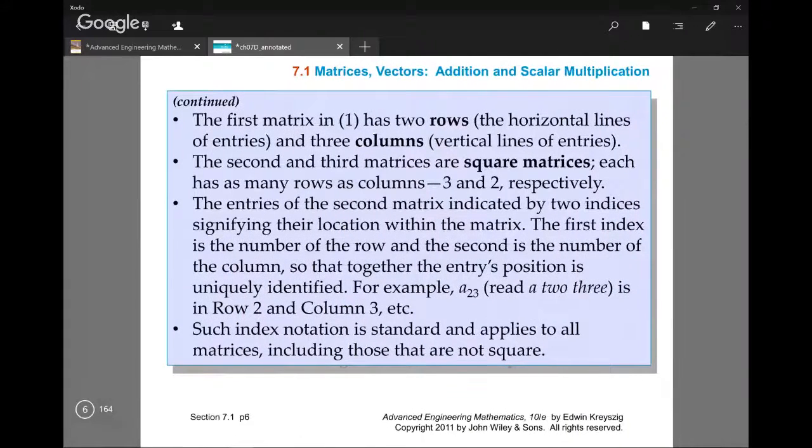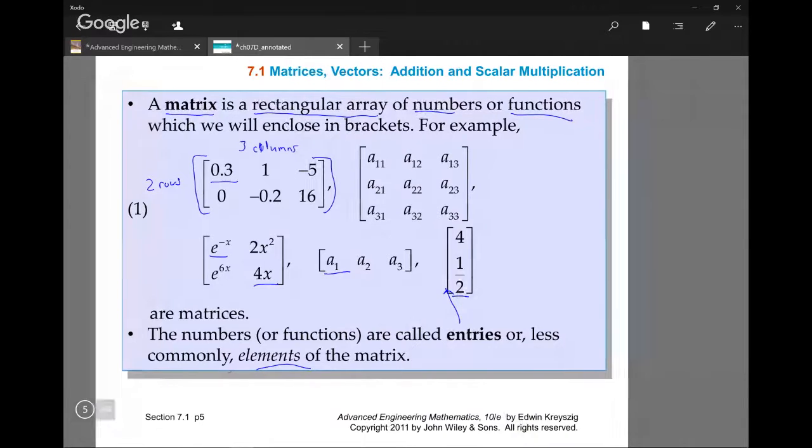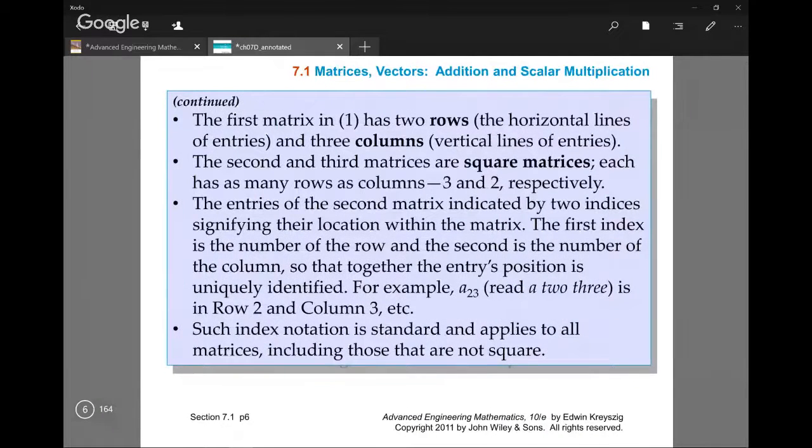There are of course rows. So here we have 2 rows, 3 columns. Okay. So those are the rows and the columns of the matrices. If they have as many rows as columns, then they're called square matrices.